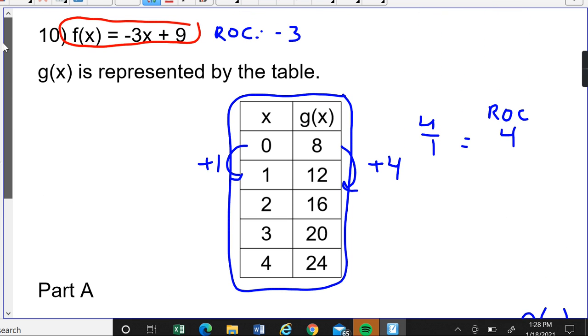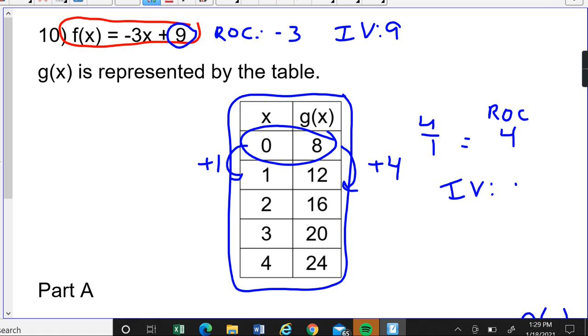Part B, which function has a greater initial value? Initial value, so let's see. In f of x, I see this number here is the initial value, and that is 9. On the table, how do I find initial value? Initial value is a place where x is 0. So this would be the initial value. So initial value on the table was 8.